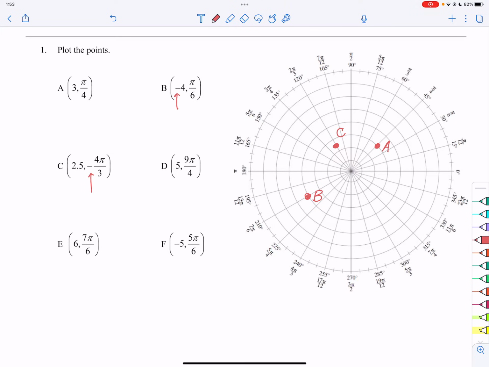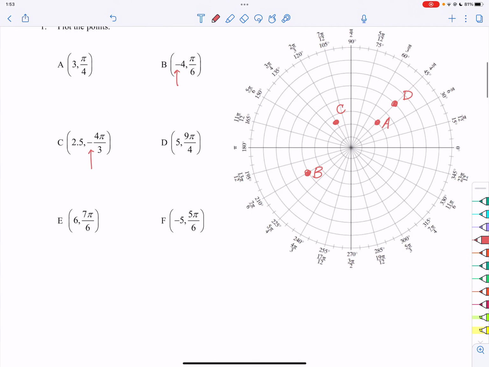Let's go to 9 pi over 4 for point D. Now remember, 8 pi over 4 is a full rotation. So we are now going to go pi over 4, and we're at the same place as point A, but now we will come out to r equal 5. So remember we had to come around and go to this point.